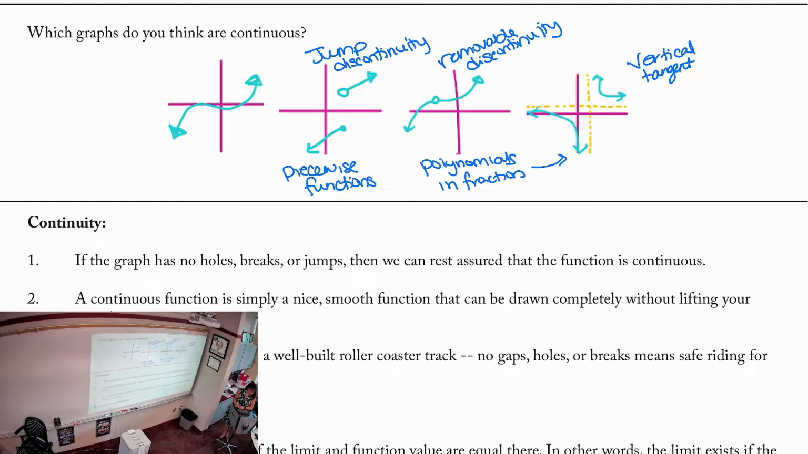Okay. Continuity of the graph has no holes, no breaks, no jumps, so we can be rest assured that it's continuous. Continuous functions are simply nice, smooth functions that can be drawn completely without lifting your pencil. So you can trace along the entire part of the graph without lifting up your pencil. And we say that a continuous function is like a well-built roller coaster.